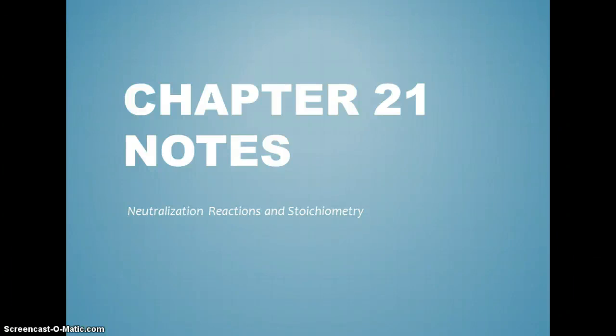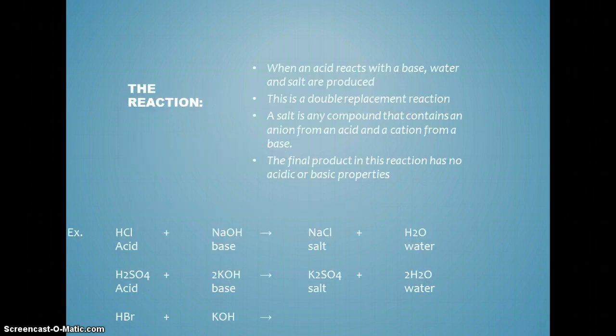Okay guys, to round out our study of acids and bases, we're going to look at what's actually in chapter 21, not in chapter 20, but we're going to be looking at neutralization reactions, how acids and bases neutralize each other, and how we can do some stoichiometry with those balanced equations. So here's what's happening in an acid-base reaction. When an acid reacts with a base, water and salt are produced.